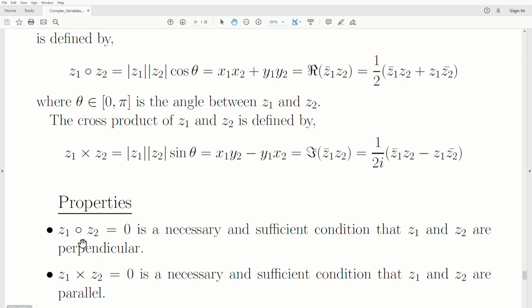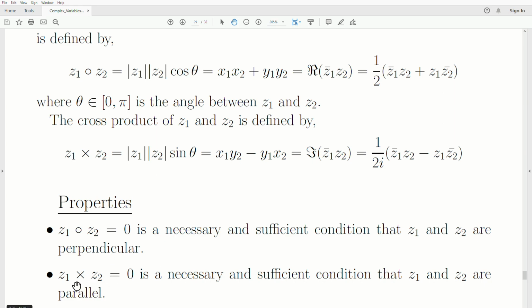So when the dot product is 0, that's a necessary and sufficient condition that Z1 and Z2 are perpendicular. And you can see that because the moduluses are always positive. So the only way that this number can be 0 is if the cosine of theta is 0, and theta is the angle between them, and that means it's a 90-degree angle.